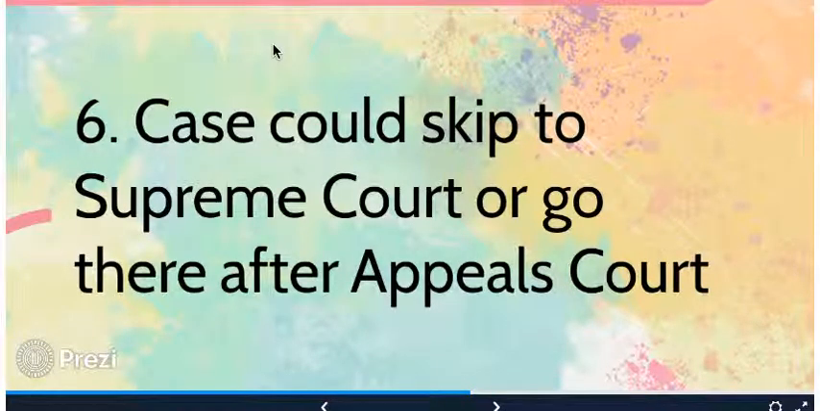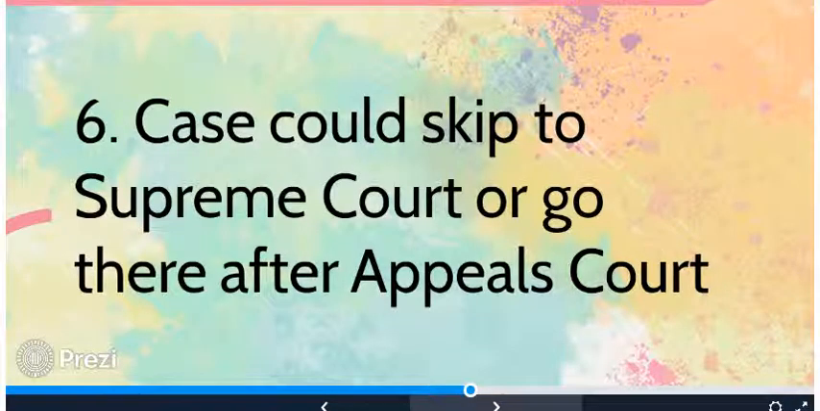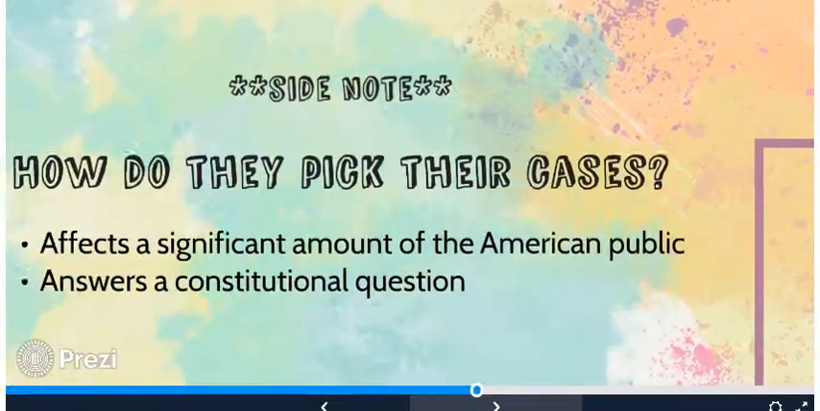So if the case is high profile and asks a constitutional question of some type, the case could skip from district up to the Supreme Court if and only if you have petitioned the Supreme Court to hear it, because they choose their own cases, and if you don't apply, they don't listen. Right, and then we hop up to the Supreme Court.